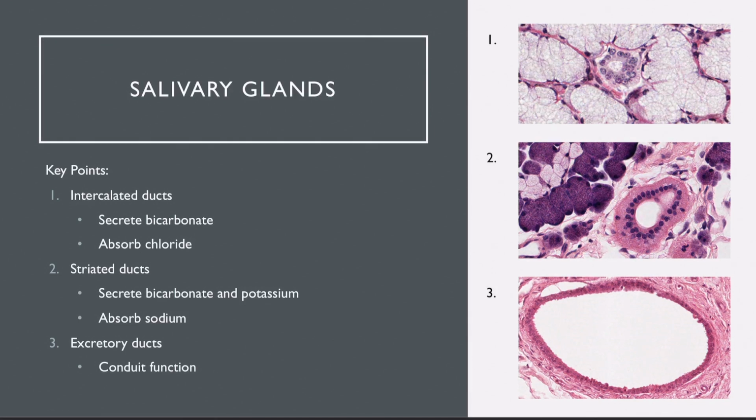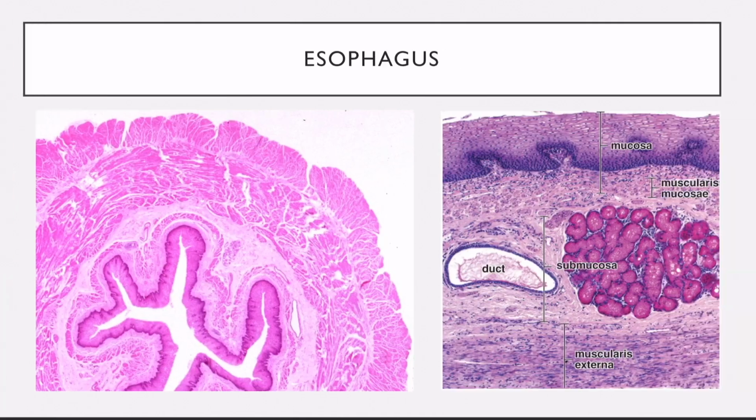Let's move into the esophagus, whose primary function is to move food from the mouth to the lower esophageal sphincter via peristalsis. The esophagus consists of the same 4 layers we discussed previously, but let's talk about what's specific to the esophagus. In the esophagus, we have a simple squamous non-keratinizing epithelium and submucosal glands.